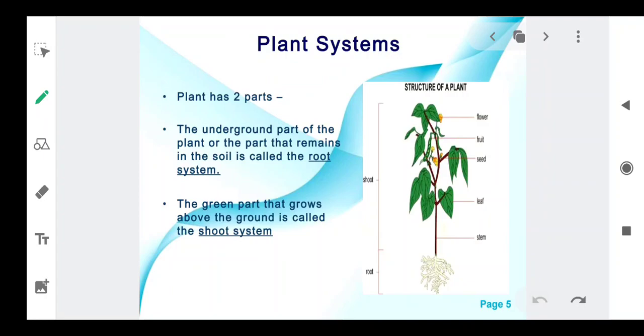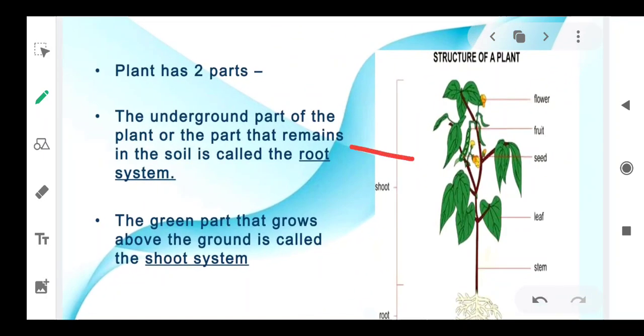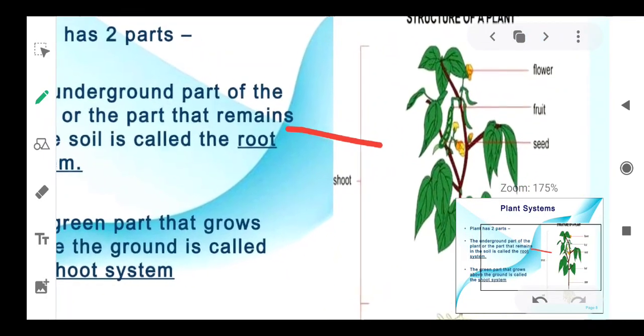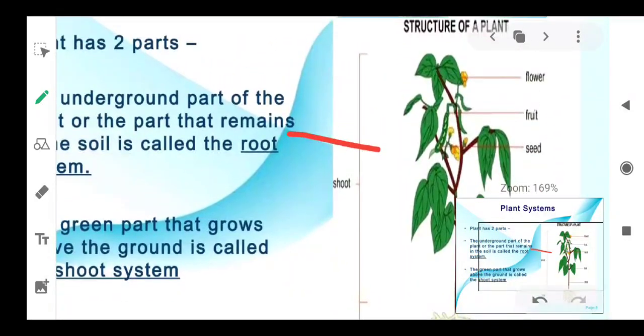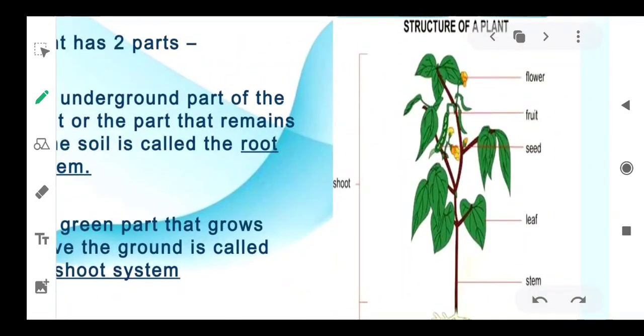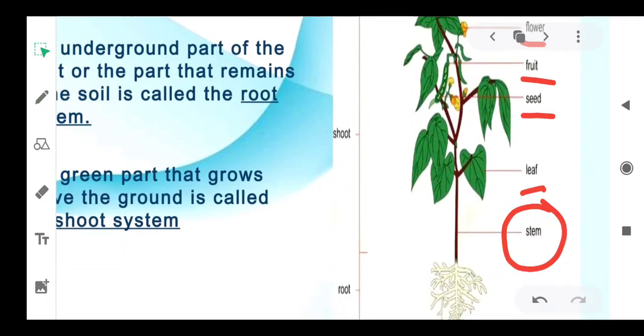The different parts of roots and shoots I will explain to you. As you can see, I am zooming the picture. In root and shoot, the different parts are given. In the shoot we can see flowers, fruits, seed, leaf, stem, whereas in roots, we only get the roots.